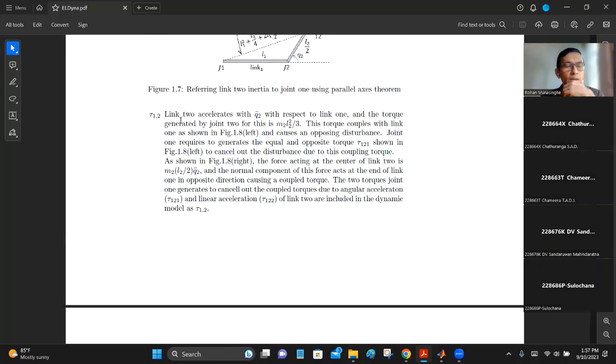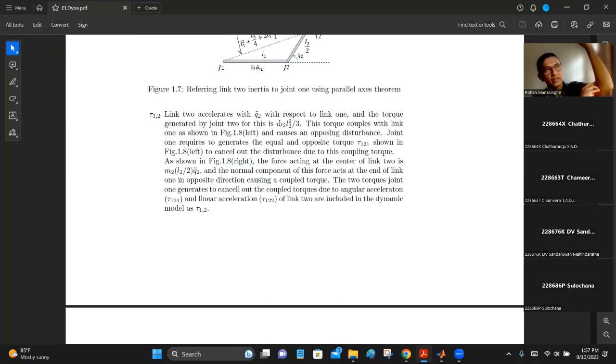So if you go on reading this little term here, link 2 accelerates with Q2 double dot. So link 2 has some angular acceleration like that, right? And the torque generated by joint 2 for this is m2 L2 square over 3. So for that, joint 2 generates this torque. But joint 2 is not fixed to the earth. It is connected to the end of the link 1.